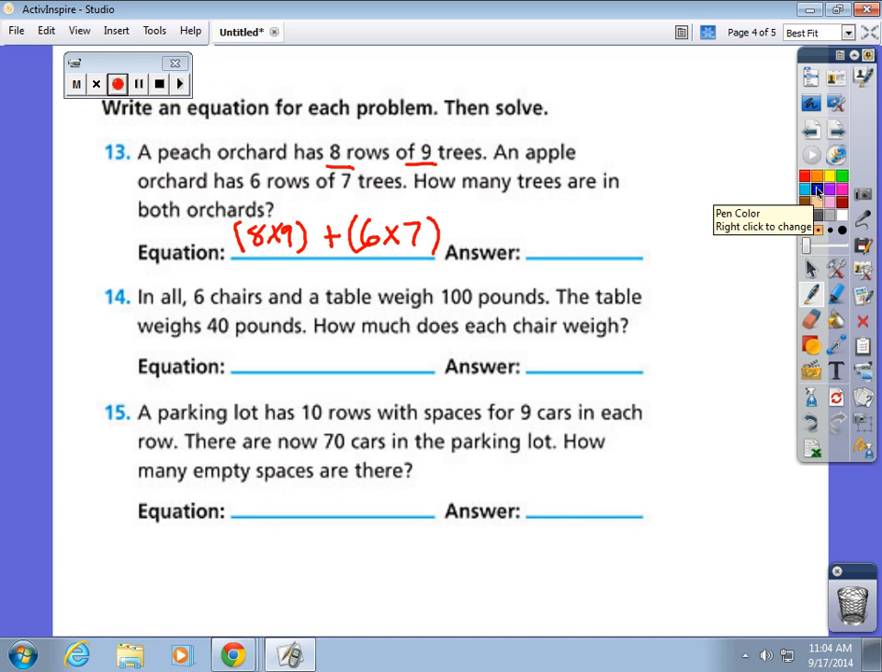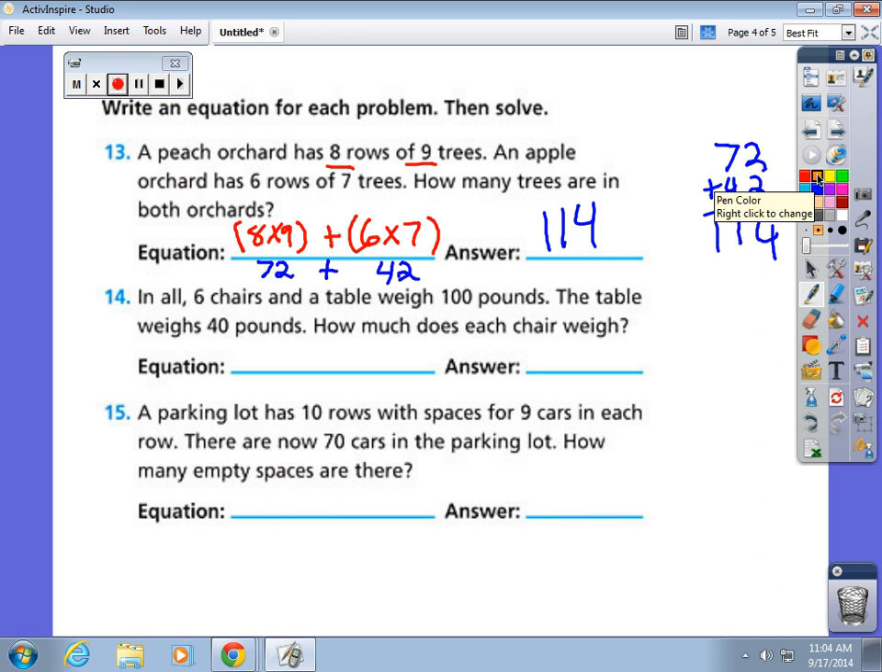8 times 9 gives me a value of 72. 6 times 7 gives me a value of 42. There we go. Now, we need to add those 2 numbers together. I'm going to go off to the side. 72 plus 42, 4 and 11, so 114 trees.